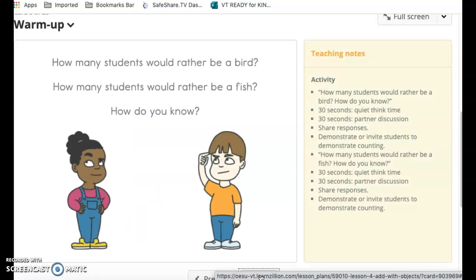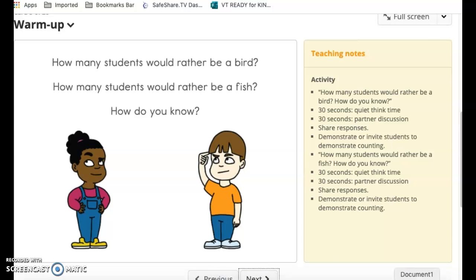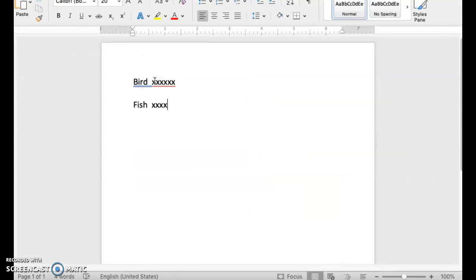So we went through and it says, how many students would rather be a bird? So in our example, we had 1, 2, 3, 4, 5, 6 friends who would rather be a bird. And we had 1, 2, 3, 4 friends who would rather be a fish.